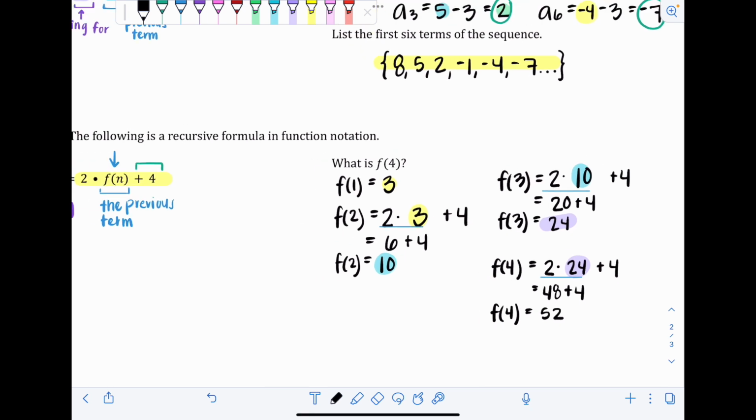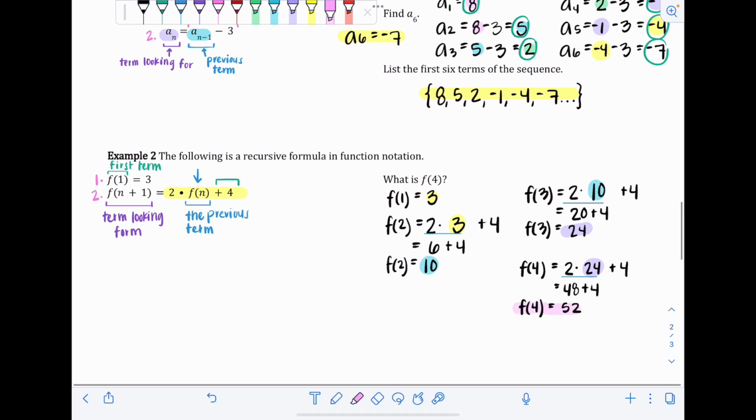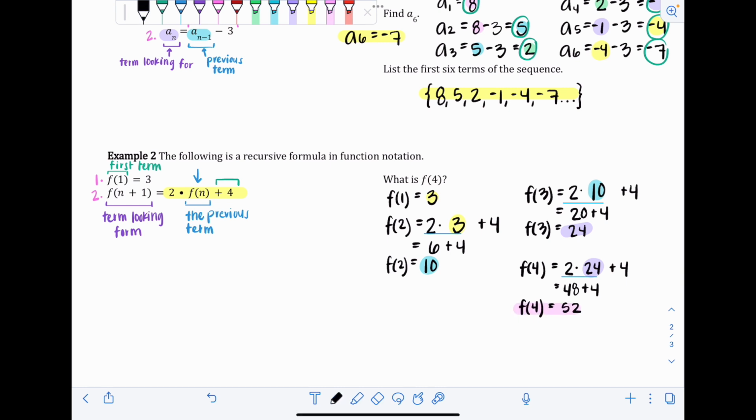And then the problem asks for f of 4, so we can stop there. We don't have to keep going. So the final answer for f of 4 would be 52.